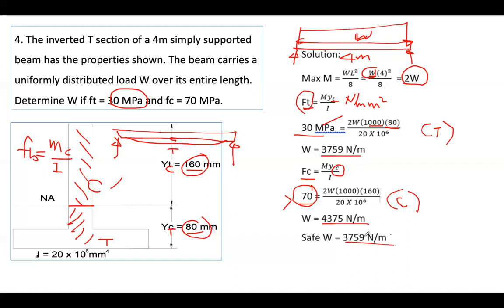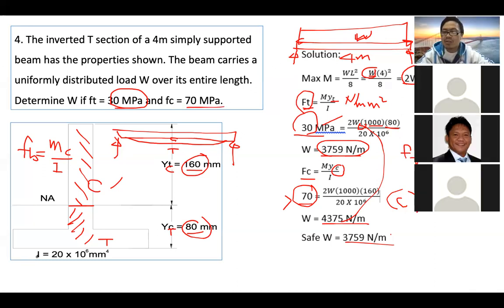But if we're going to use 3759 here, itong value, 30 for sure ang nasagot natin. But if you are going to use 4375 as our safe load, you solve the stress in the tension side. For sure, pag itong ginamit natin dito, the value here would be greater than 30. And it is not safe anymore kasi ang limit value ng tension dito is 30. Ang limit ng flexural stress at the compression side is 70. Okay? I hope everything is clear with you.